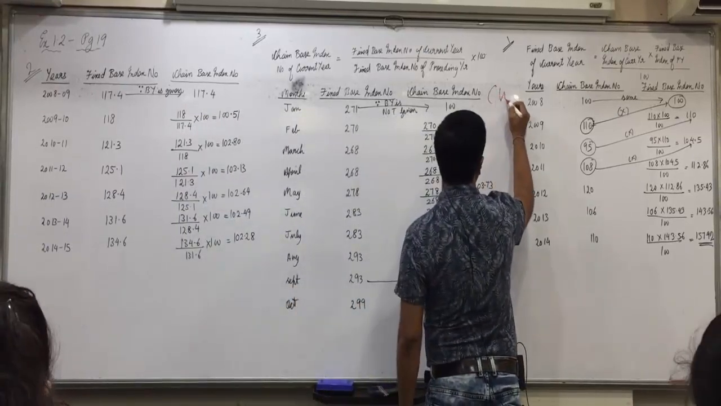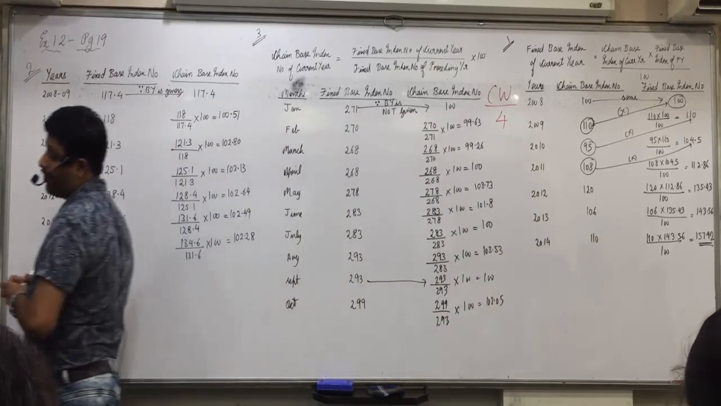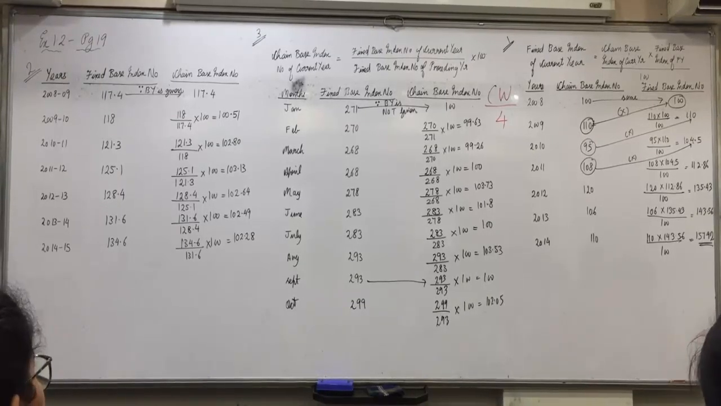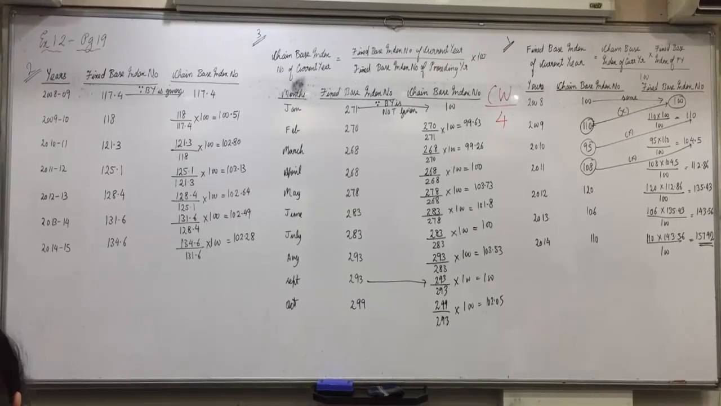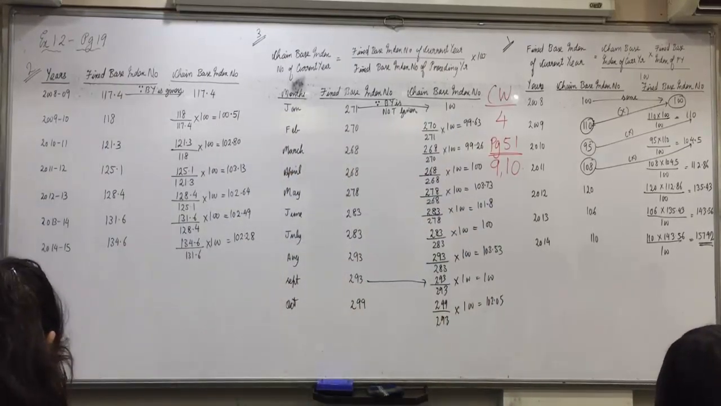Classwork is same exercise question 4. Which one is given to you? And then chain base index number as follows, and then find fixed base index number. So first one will you take? 110, same. First one will take 110. Second year onwards cross multiply and divide by 100. Start solving. These 3 questions you have to do it on your own. So complete it fast.